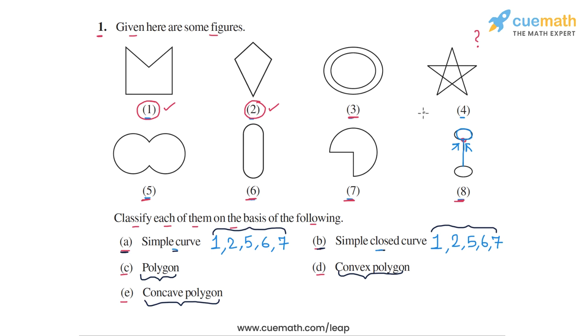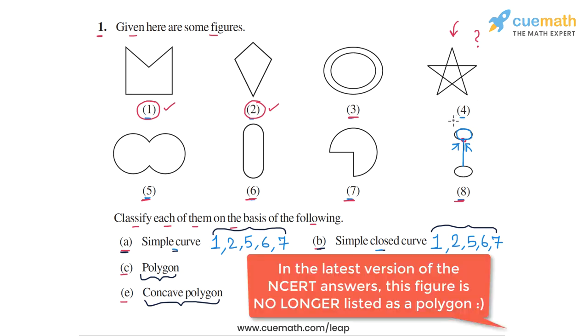Well, according to the NCERT textbook definition, a polygon is a simple closed curve, while this figure here is not simple because it crosses itself. So according to the definition, it should not be a polygon, but in the answer, in the textbook itself, this figure number 4 is listed as a polygon as well. So what is the right answer here? Should it be a polygon or should it not be a polygon?